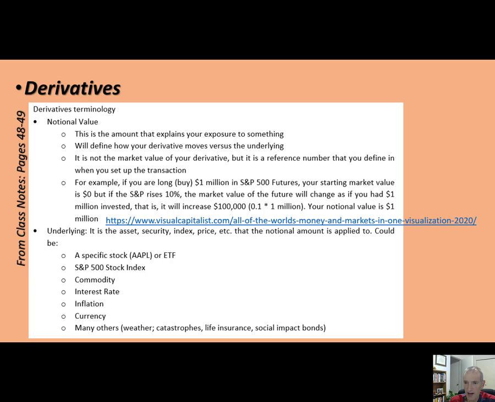So it's going to tell you how your derivative changes. So if you have a $100,000 future on oil, that's going to move one-tenth as much as having a $1 million future on oil. The $100,000 or the $1 million, that's your notional amount. So for example, if you are long, if you buy $1 million S&P 500 futures, the $1 million is your notional amount, but the market value of that at execution is zero. When you first go into that future, your market value is zero.